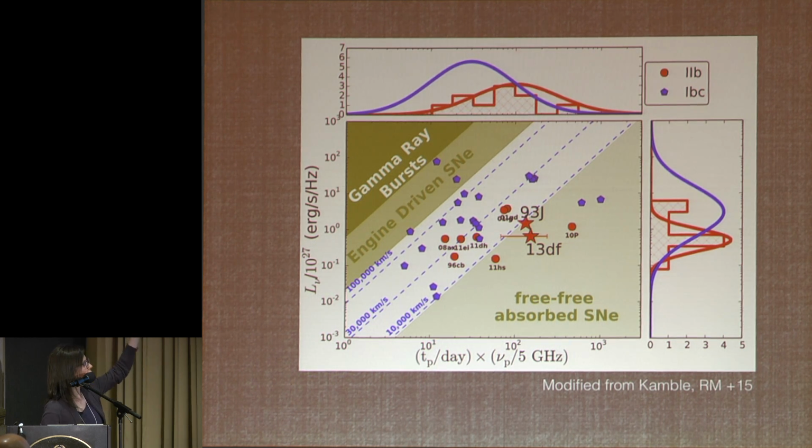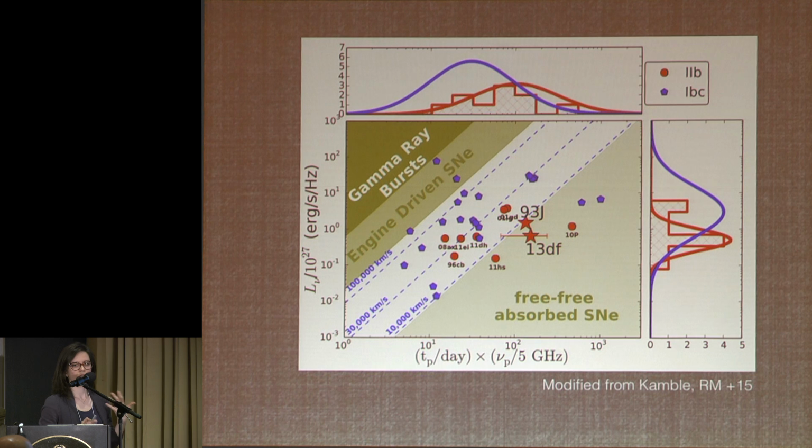And actually, we can put the type 2b supernova into this kind of plot. So on the y-axis, you have the radio luminosity, and the x-axis, you have the time of the peak in the radio multiplied by the peak frequency in the radio. Just concentrate right now on the red points, which are the type 2b's. So you can clearly see that they tend to sample a quite large range in the x-axis, while compared to the type 1bc's, which are the blue dots, they tend to be much more clustered in their peak radio luminosity.